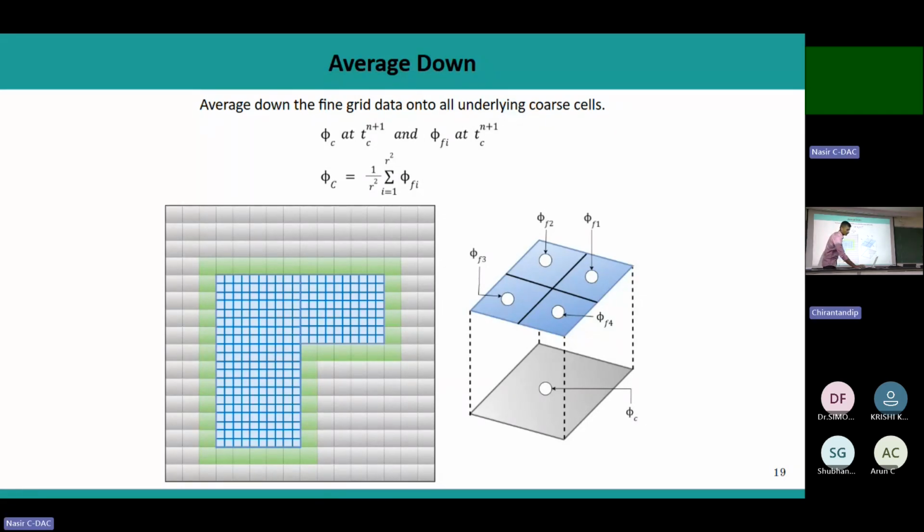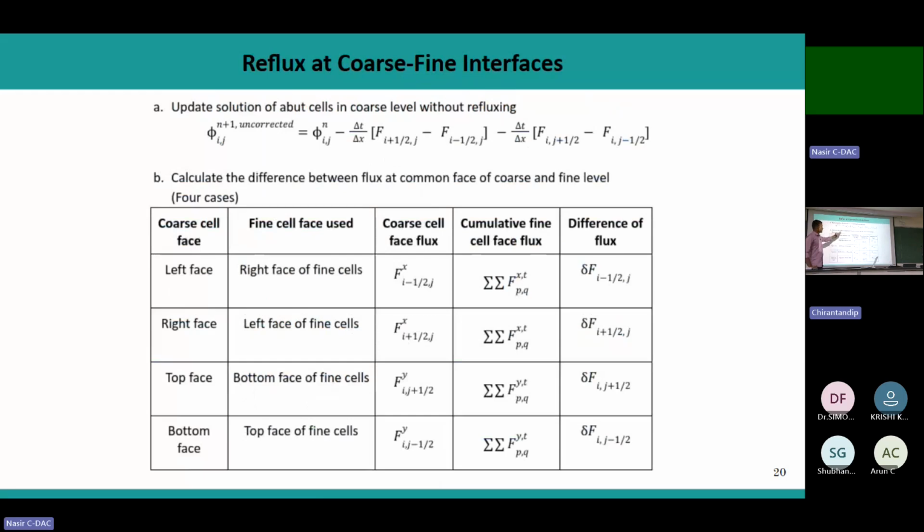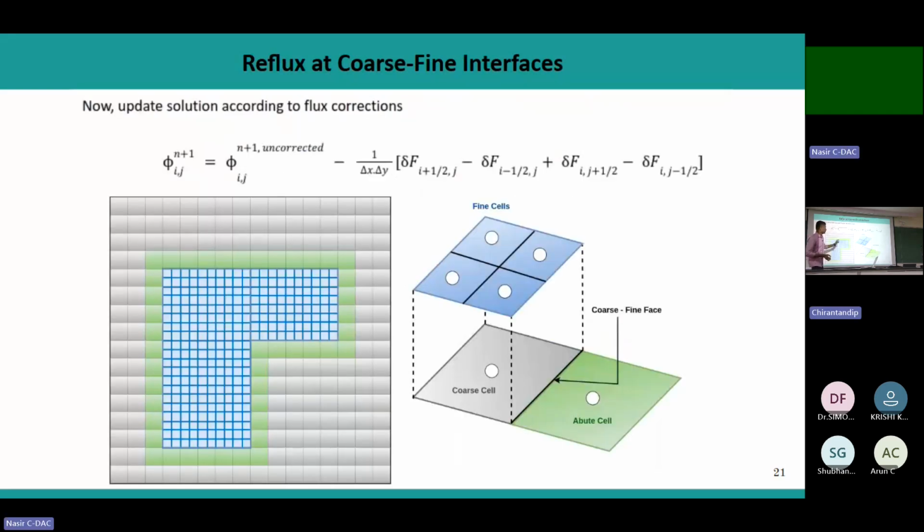That is one step. Now next is how to calculate the reflux at the boundary. But first, why is reflux required? We need to correct the coarse level cell which is nearest to the fine level. This is not a fine level, but it is near the boundary, between the fine level and coarse level. We need to find the value of that.